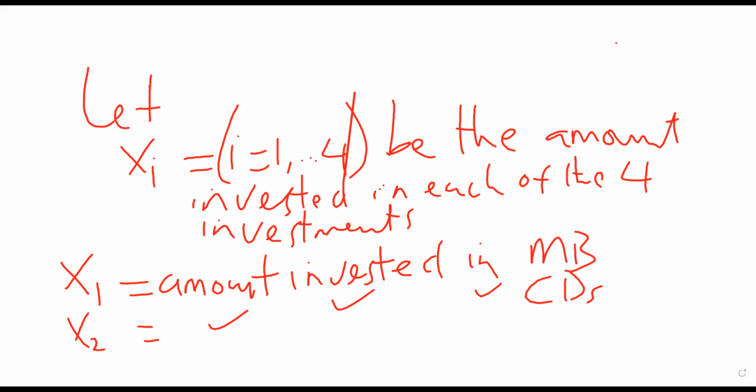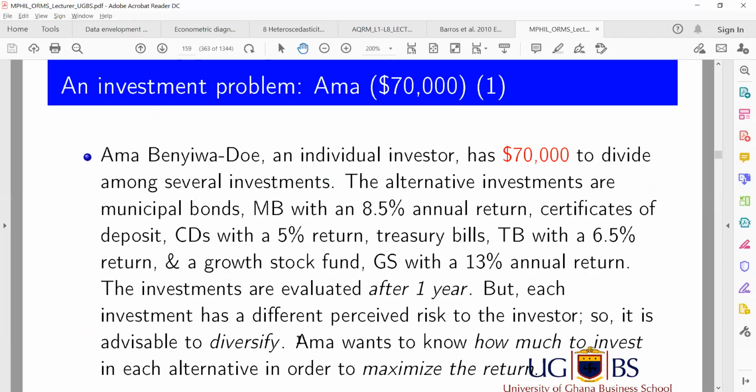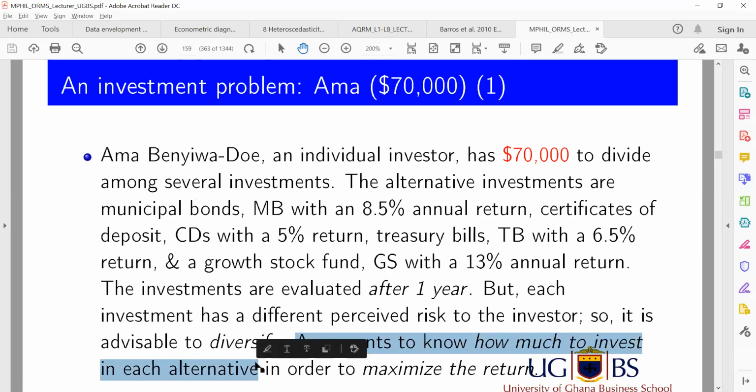We don't know, because the question was very clear. The question was saying that the woman wants to know how much to invest. Just let me take you back to the question. Then you can appreciate it. It says that Amma wants to know how much to invest in each. Now, how much to invest here means that you don't know how much you put into it, but you want to maximize the return.